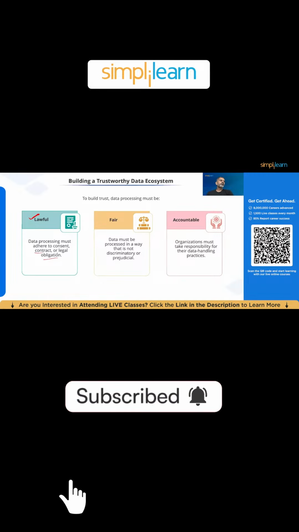With this, we talk about building a trustworthy data ecosystem. When we say trustworthy data ecosystem, we need to be very lawful. The laws defined around the globe, whether a domain-specific law, a privacy law, a security law, or a data sharing law, we have to be very lawful. Data processing must adhere to consent, contract, and legal obligations.